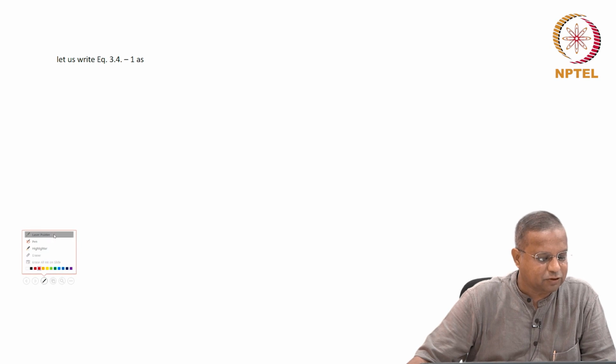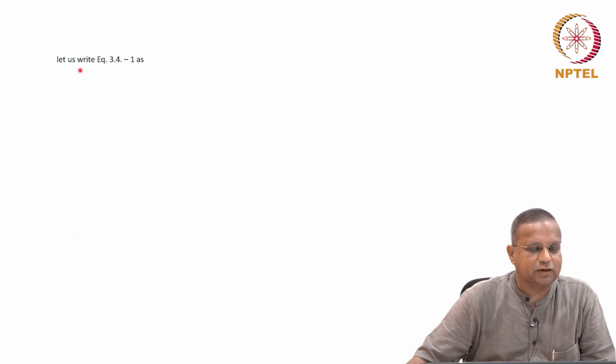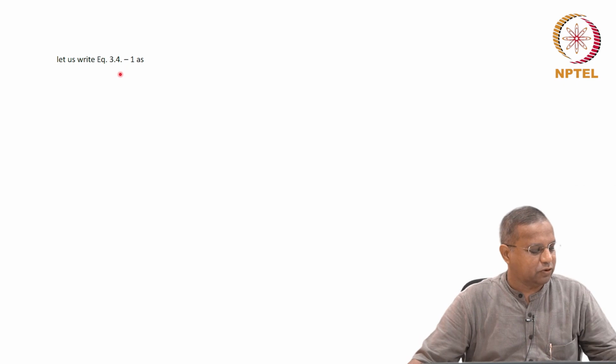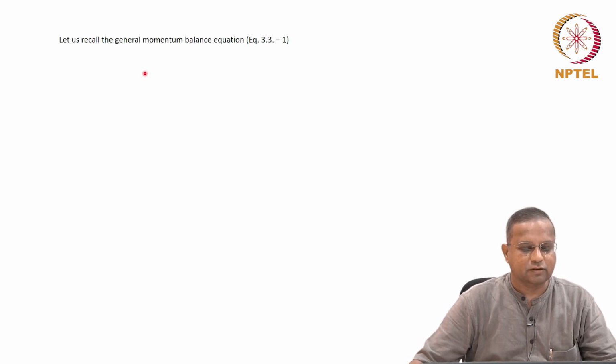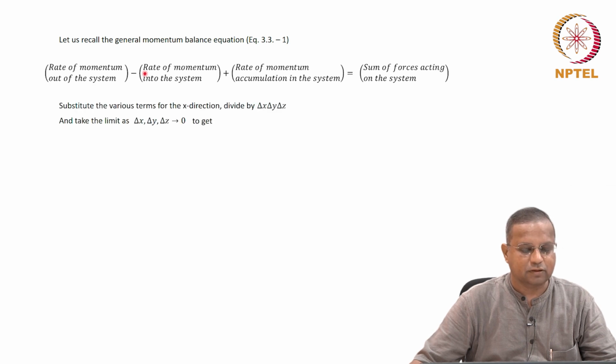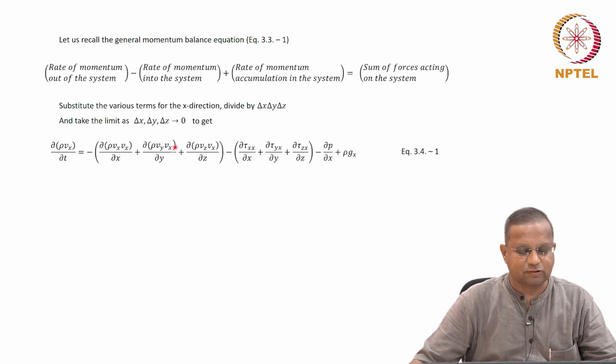Okay, let me get back to the laser pointer here. Let us rewrite this equation. What is this equation? If you see here, this was equation 3.4-1. This is the momentum balance for the x momentum, the momentum rate in the x direction.